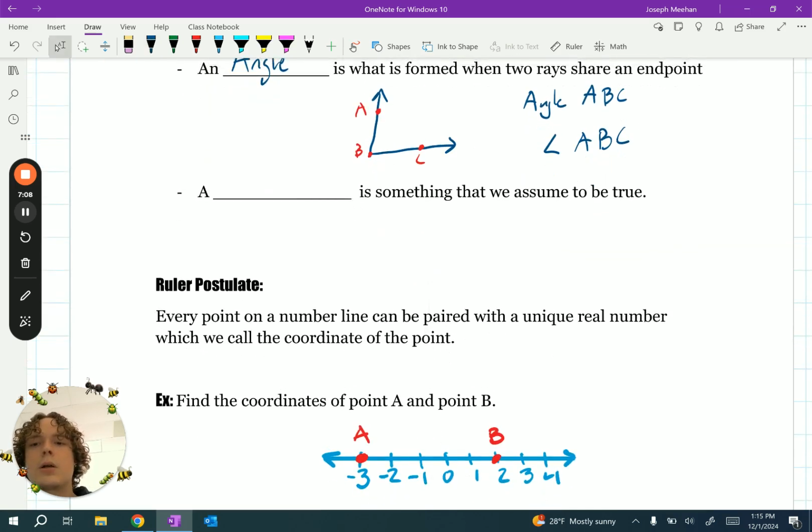All right, then the last one says a postulate is something we assume to be true. This is called a postulate. It's just something we assume to be true. It's just like a statement that we just take as truth. There's no argument against it for us.